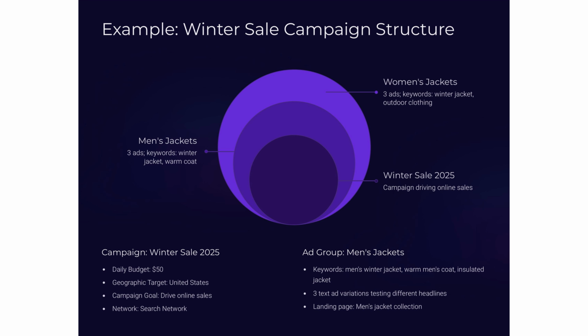The Winter Sale 2025 campaign targets the United States with a $50 daily budget, aiming to drive online sales. It utilizes the Search Network, focusing on men's jackets. Keywords include men's winter jacket and warm men's coat. 3 ad variations test headlines, directing users to the men's jacket collection landing page.